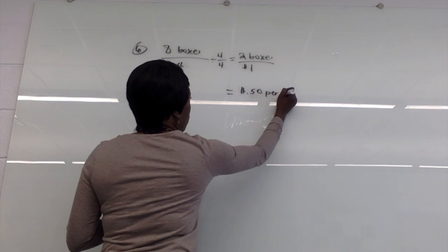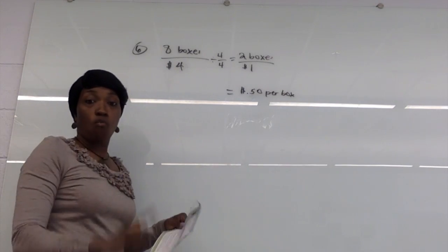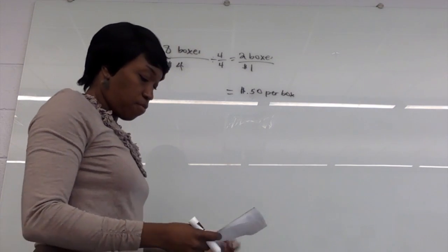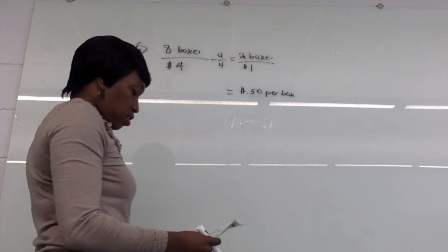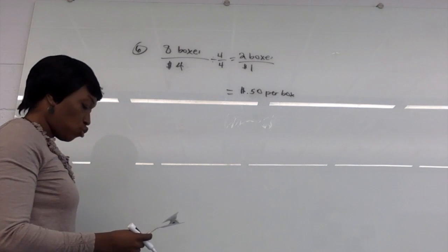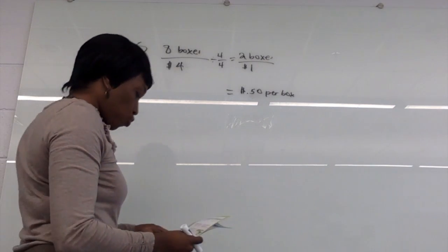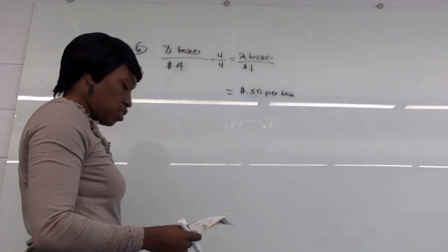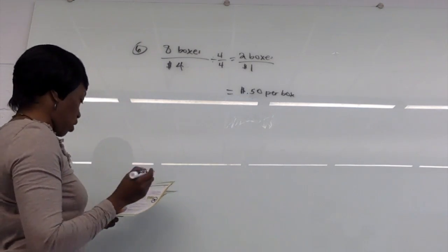And you can write as 50 cents per box or 50 cents over 1 box. But that would be your unit rate. Let's look at number 7. Joshua's cousin pledged $12 for a charity walk. If Joshua walked 3 miles, how much did his cousin pay per mile? Keyword per, that means 1.